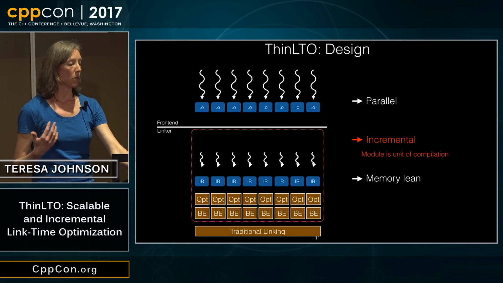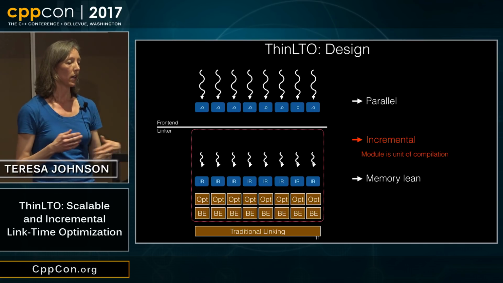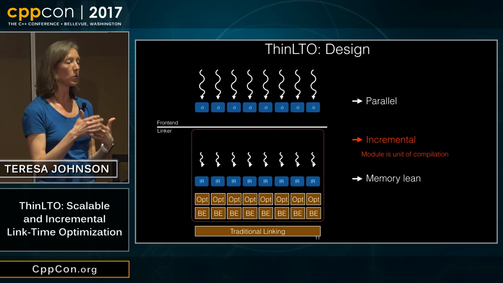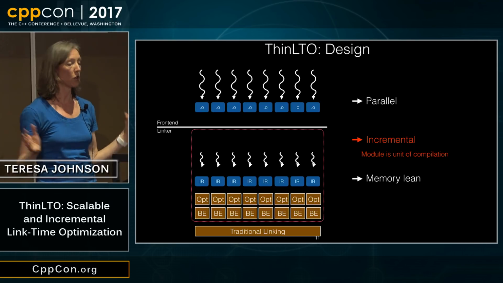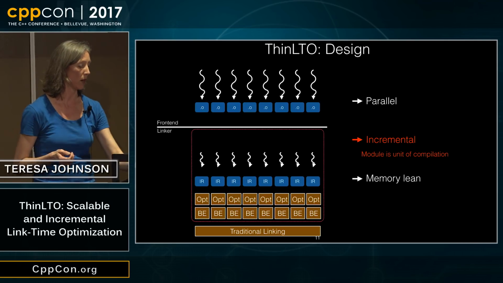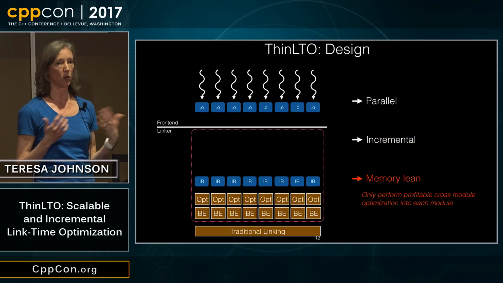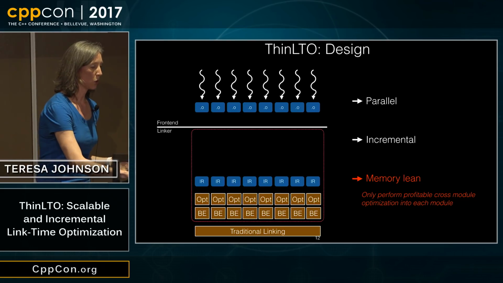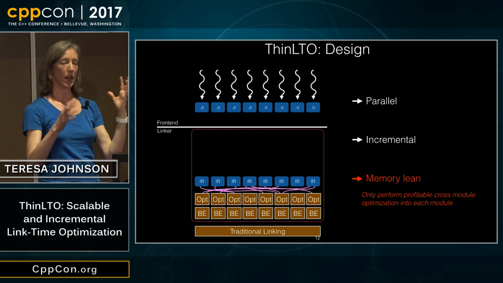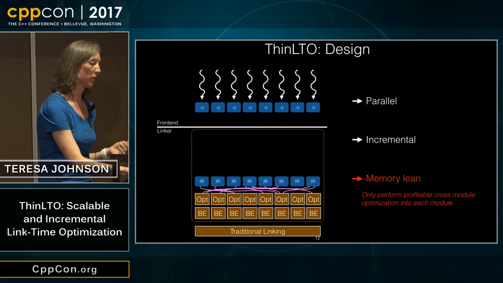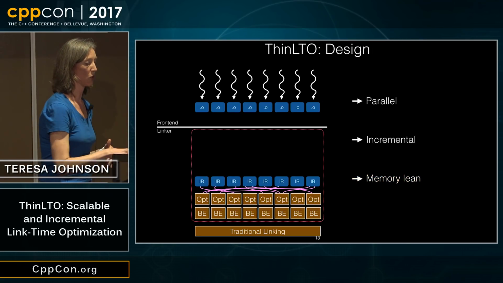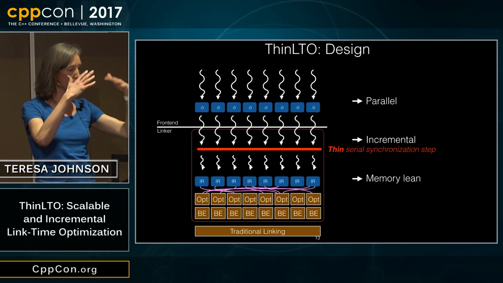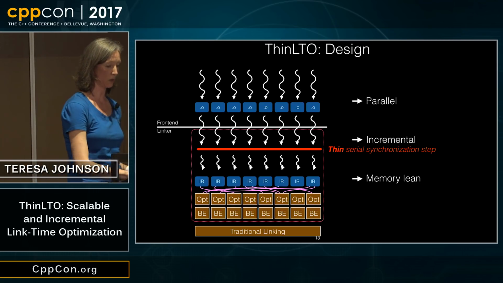And then in order to keep this memory lean, one of the insights we had is that each module really only needs to see a small part of the rest of the application. You really don't need to inline from across the entire application. You only need to inline a few functions here and there to get most of the benefit. So we really only want to perform profitable cross-module optimizations into each other module. So this looks great, but how do you actually coordinate all of this activity? As I'll show in a few slides in some more detail, what we do is introduce a thin serial synchronization point between the front-end part of the compile and the back-end compiles.